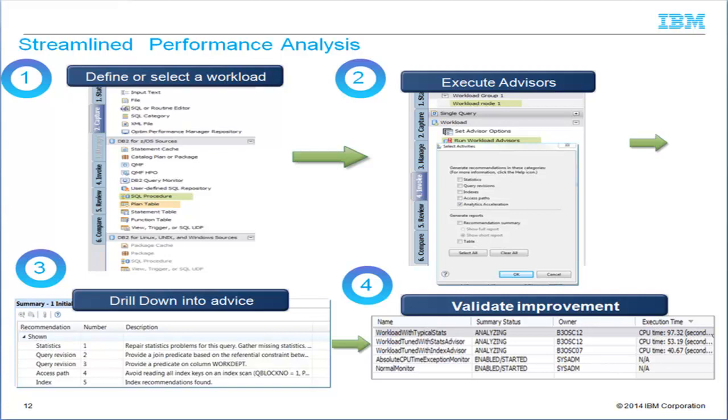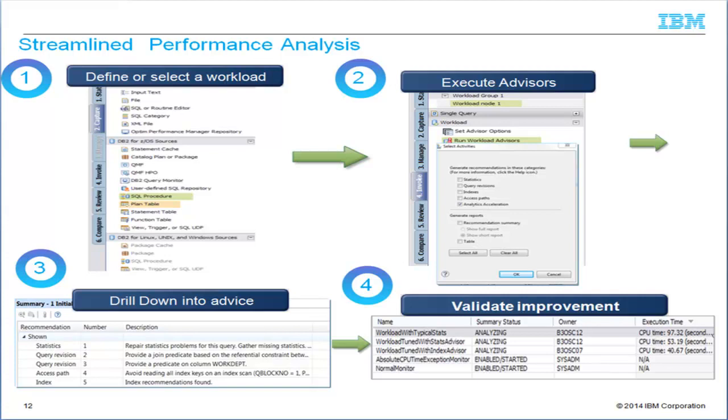You can validate your improvement in different ways. As I mentioned before, I can take a baseline with my Query Monitor and validate the results before and after. I can collect a workload and first run it through. As you can see in this example, I've collected my workload with typical statistics on a normal day. Let's say table all, index all. When I collected that workload and ran it through, the CPU time was 97.32 seconds.